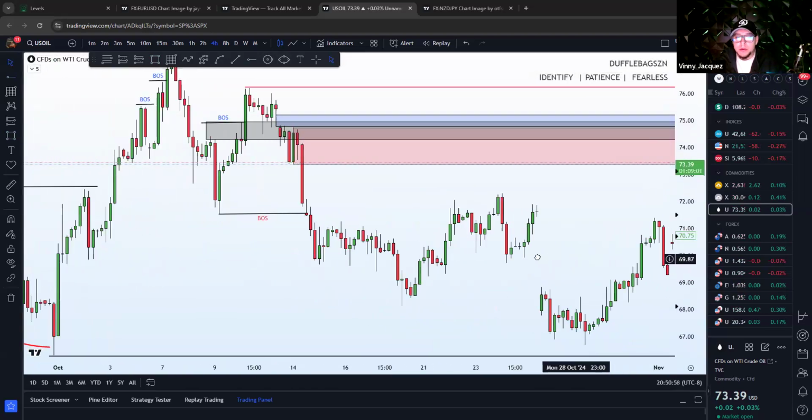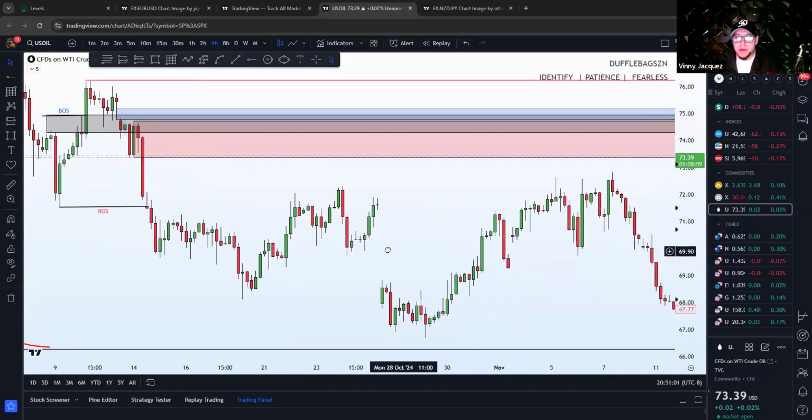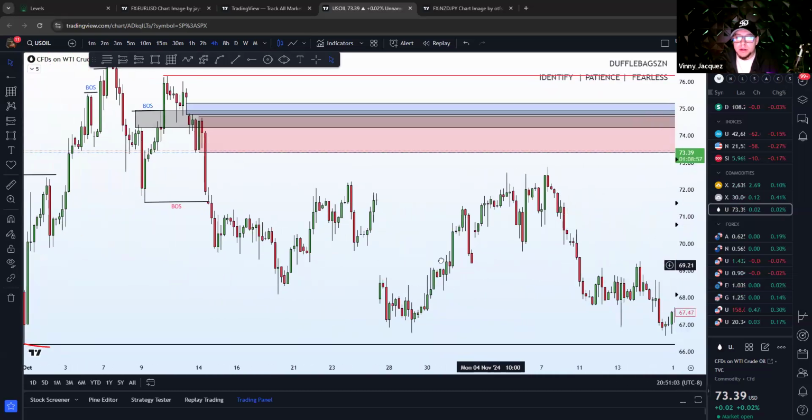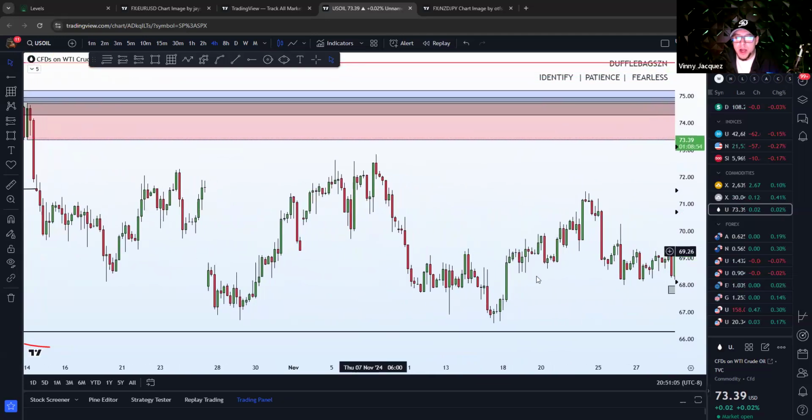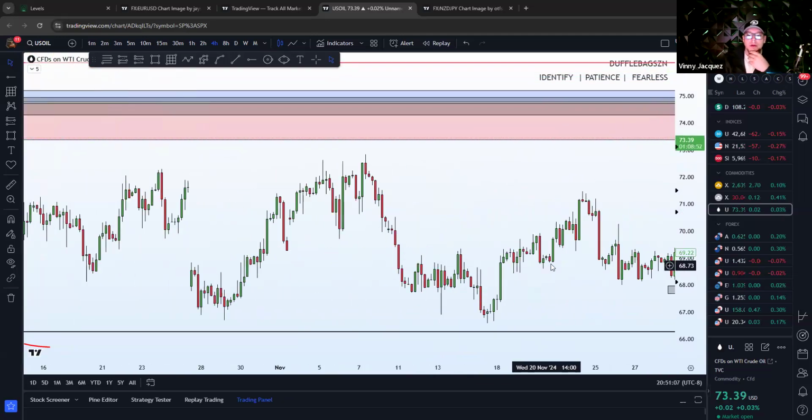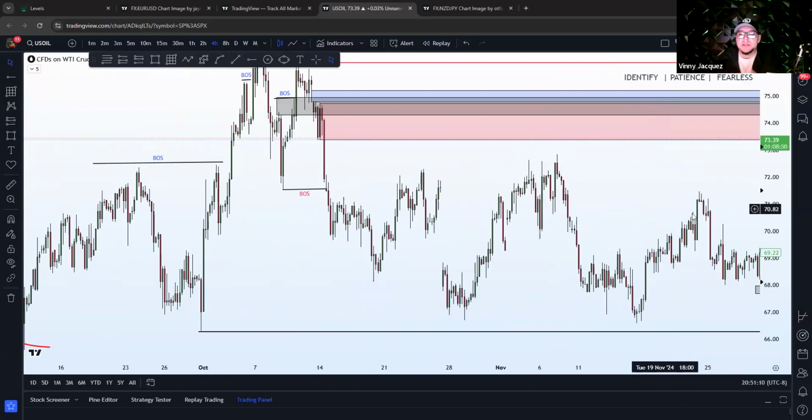Oh, man, it kept dropping. Oh, it's coming back up. It's coming back. Oh, it kept dropping. When is it going to come? Guys, you have to stay patient.